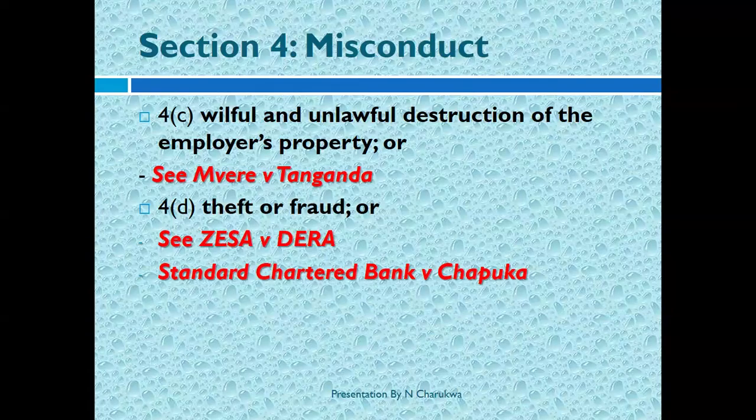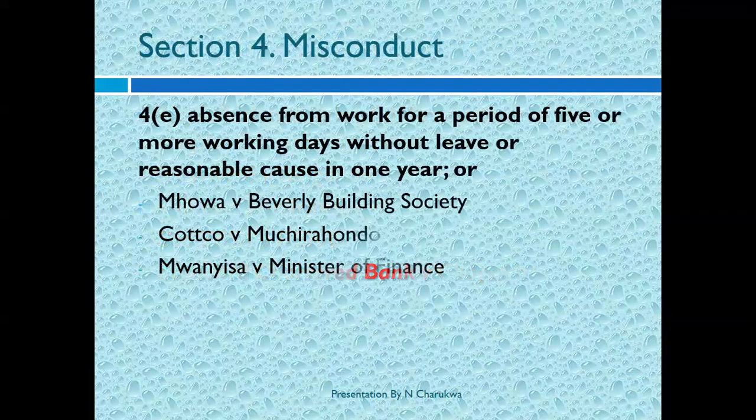4D, theft and fraud. Now with theft, there can be theft by conversion, where an employee, if they receive money for the organization on behalf of the organization, and then they convert that money to personal use, that is theft by conversion. And fraud, you can look at coming up with fraudulent documents, fraudulent signatures, and all sorts. Those are also dismissible offenses. And you can see Zesa versus Dera, Standard Chartered Bank versus Chapuka. These are also, you can go and Google these, you can see those as well.